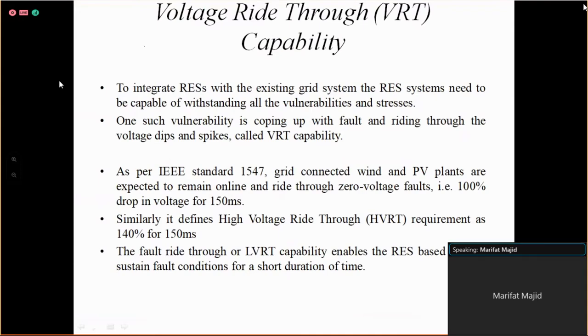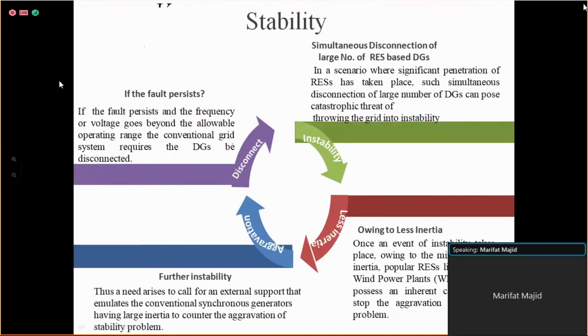So the fault ride through capability enables the renewable energy source based DGs to sustain fault conditions for a short duration of time. Now, what happens if the fault persists? There is all possibility that the fault may persist for a longer time. So what will happen if the fault persists for a longer time? If the fault persists and the frequency or the voltage goes beyond the allowable operating range, the conventional grid system requires that the DGs based upon renewable energy should be disconnected.